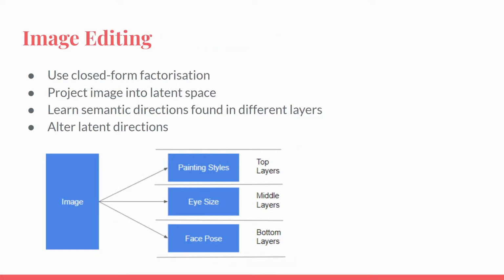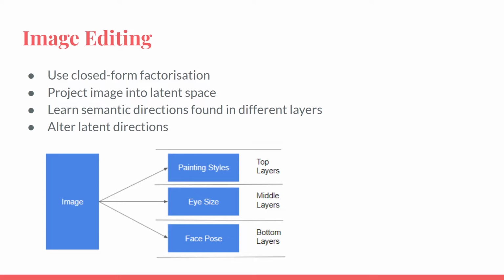In image editing, we employ closed-form factorization. Existing works have shown that StyleGAN2 model can be evaluated and interpreted at the following layers shown on the diagram: the top layers, the middle layers, and the bottom layers. They affect varying styles of facial features. It could be painting styles, the eye size, and the facial pose.